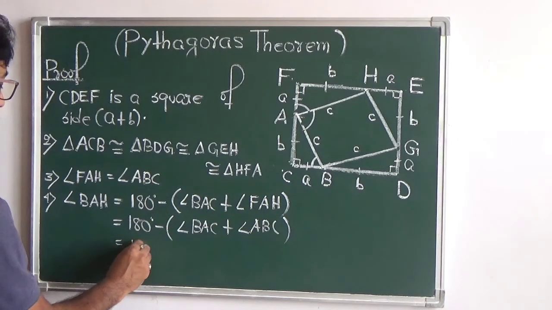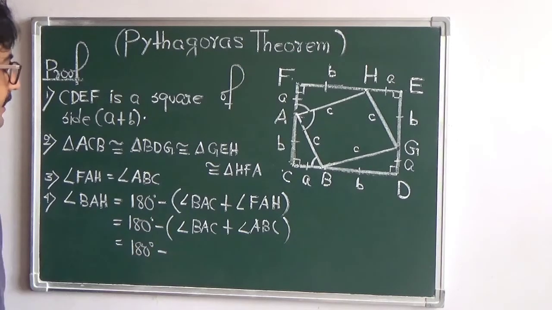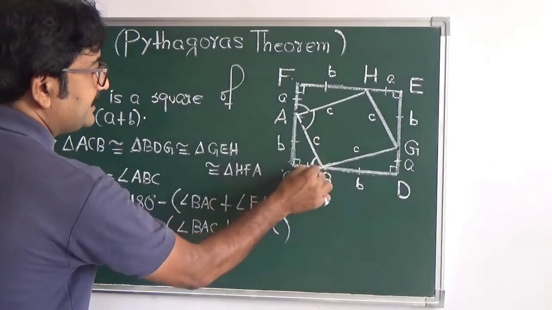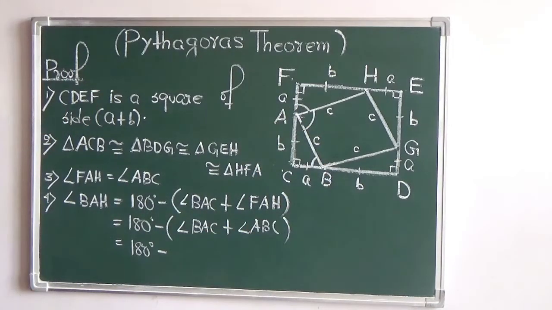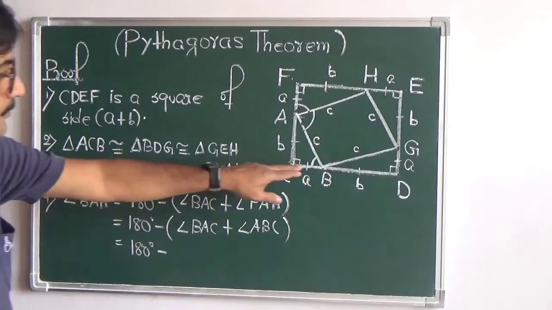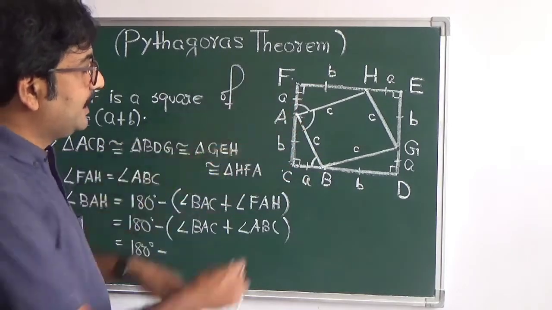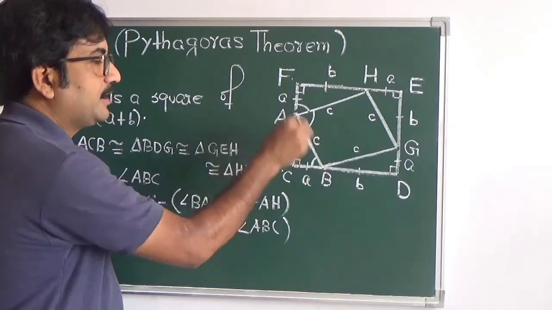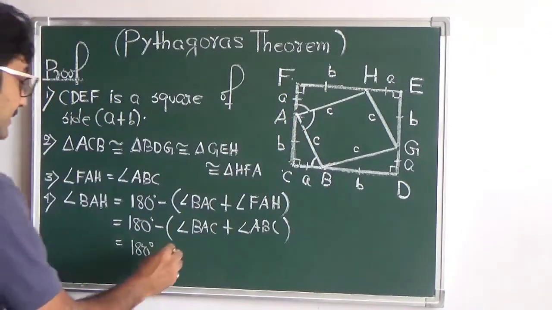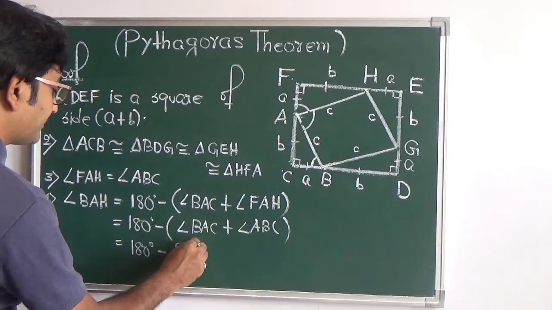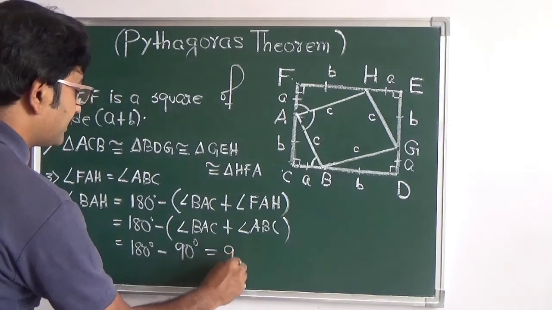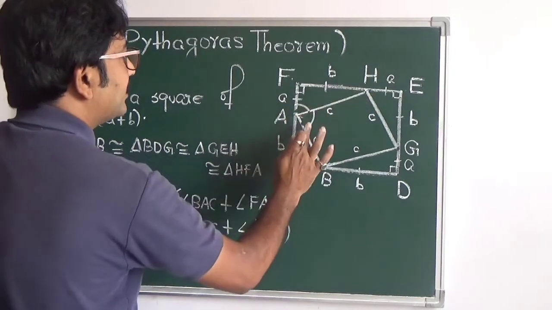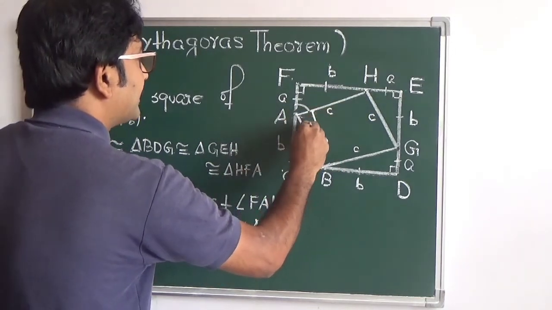So this is equal to 180 degrees minus. Now angle BAC, this angle, and angle ABC, these two make it equal to 90 degrees, because the sum of the angles of this triangle is 180. This angle is already a right angle, 90 degrees. So the sum of the other two has to be 90 degrees. So you can write this as 90. And finally we have got the value of this angle BAH. So this angle now becomes a right angle.